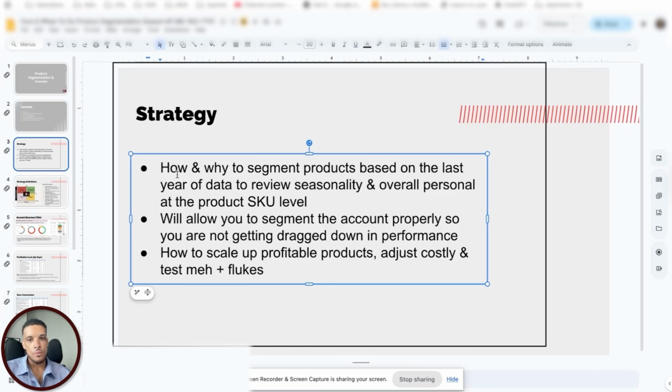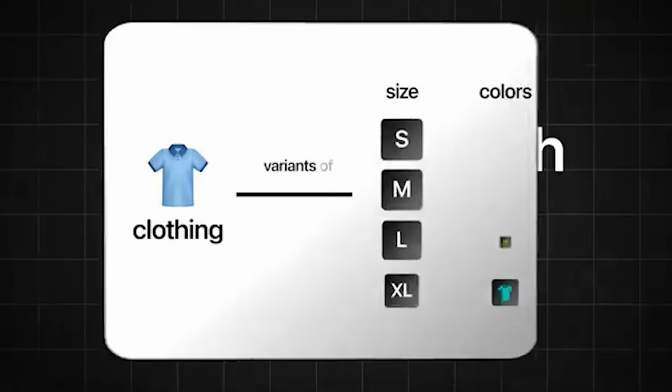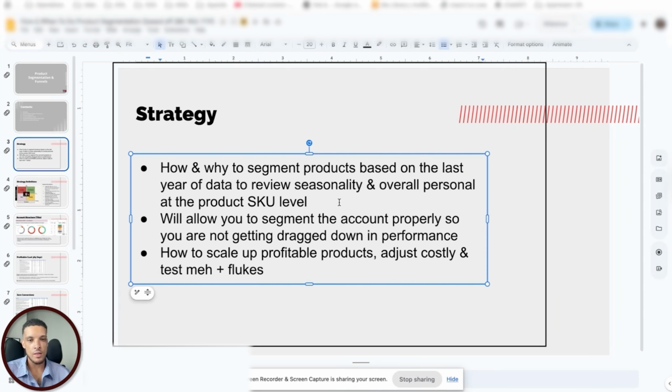So essentially, we want to know how and why to segment products based on the last year of data. I like to do that because there'll be seasonality to certain products, so you want to see the entire year. And overall, you want to see it at the product SKU level, because this is going to determine your campaign structure. Without looking at this at the SKU level, you might have a small percentage of products that are driving the majority of the revenue.